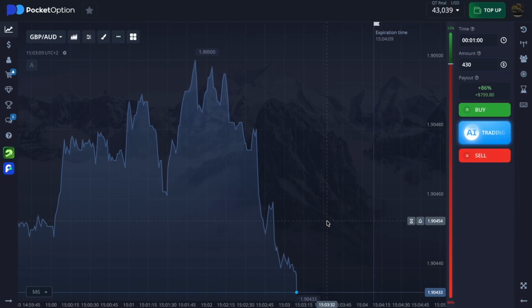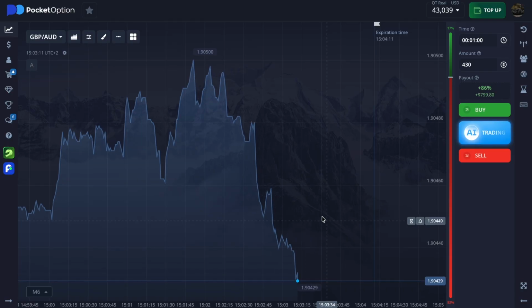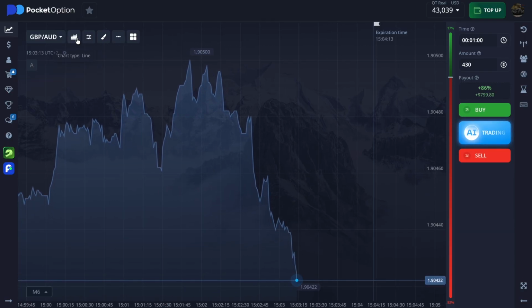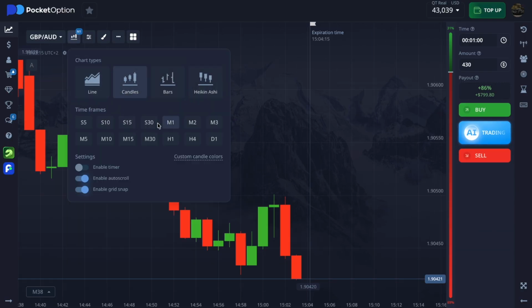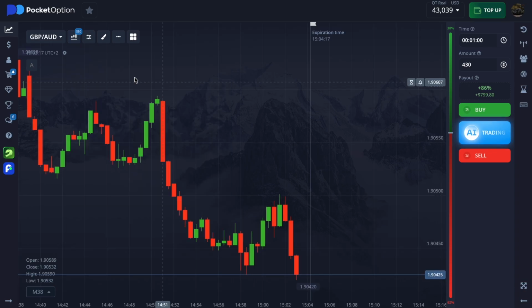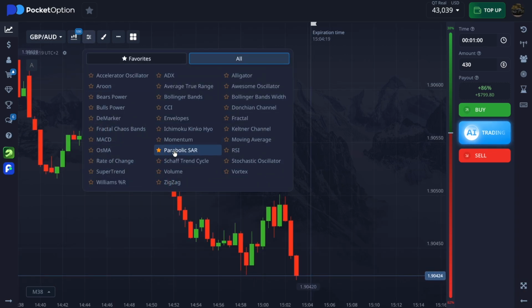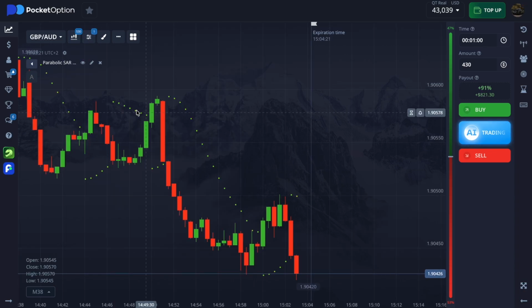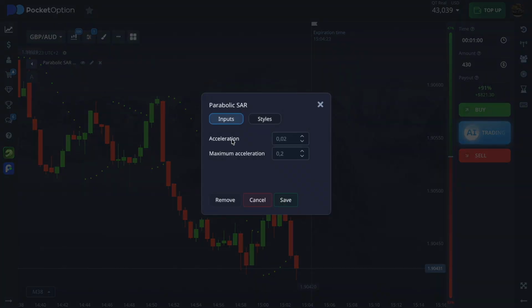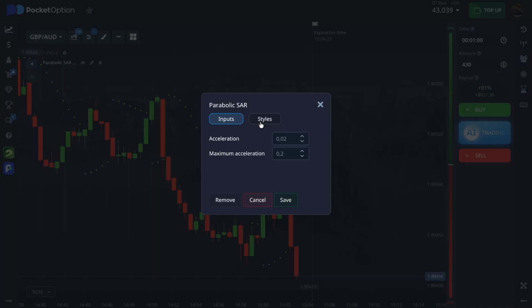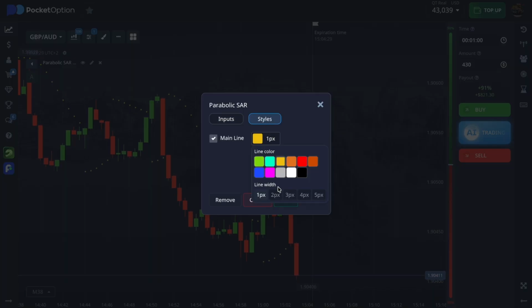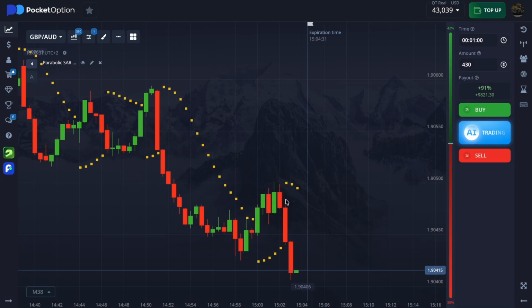I start my work process by setting up the broker's website. I enter the trading terminal. Here I set the candlestick chart type and choose 30-second candles. Then I add an indicator called SAR to the chart. As for the settings of this indicator, I use the standard settings. Here they are on the screen right now. The only thing I change is the style of the indicator so it's more noticeable for me.